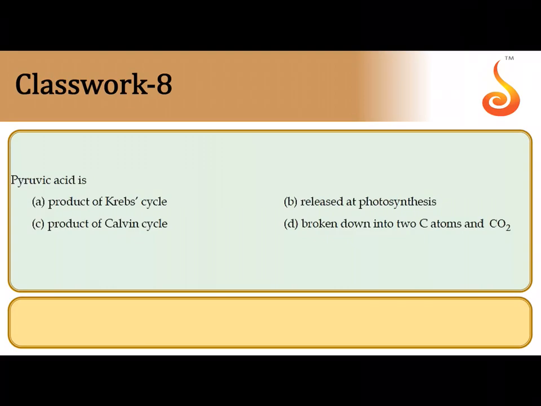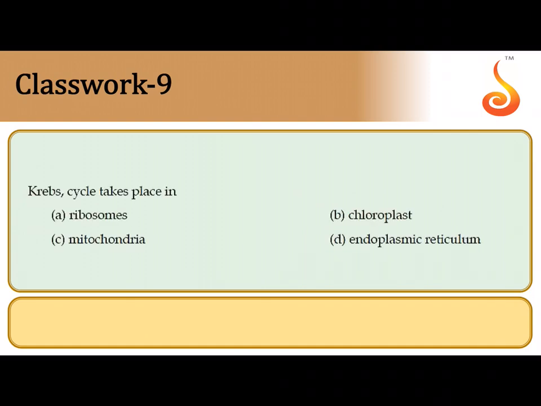Pyruvic acid, where do you get pyruvic acid from? Pyruvic acid is basically obtained from glycolysis. What happens to pyruvic acid before it enters the Krebs cycle? It is broken down into a 2-carbon compound. Which is the 2-carbon compound? The 2-carbon compound is acetyl coenzyme A, formed by pyruvate dehydrogenase. So it is broken down into a 2-carbon compound, and a product given out is carbon dioxide. Remember, this happens during the bridging pathway between glycolysis and the Krebs cycle. So the correct answer is the last option, that is, broken down into 2 carbon atoms and carbon dioxide.